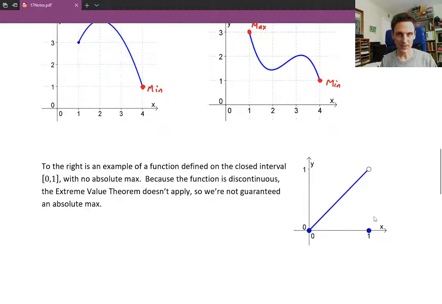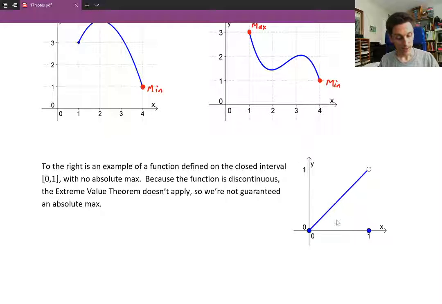Now, if you don't satisfy the conditions, like let's say the function is not continuous, then you're not guaranteed to have an absolute max or an absolute min. And here's an example of that. Here's a function that's defined on the closed interval from 0 to 1. It's got a y value for each of those x values from 0 to 1, including the endpoints. But the function is discontinuous. You can see right there at x equals 1, the function is discontinuous.